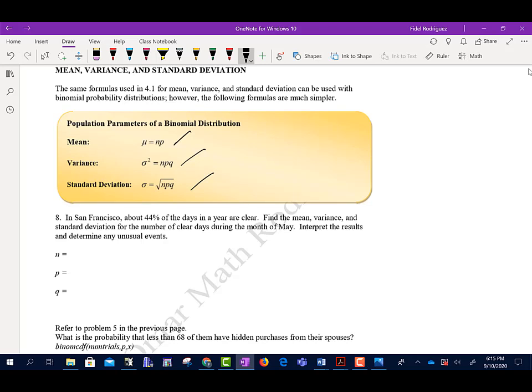Okay, so number 8 says, in San Francisco, about 44% of the days are clear. Find the mean, variance, and standard deviation for the number of clear days in the month of May, and interpret the results and determine any unusual events. Okay, so what proportion of days are clear? 0.44, right? If 44% of them are clear, how many are not clear? 56, right? Now, n is going to be the number of days during the month of May.